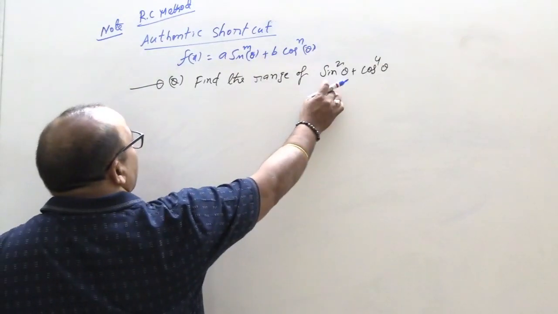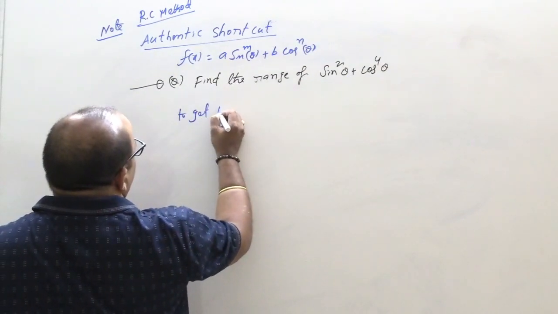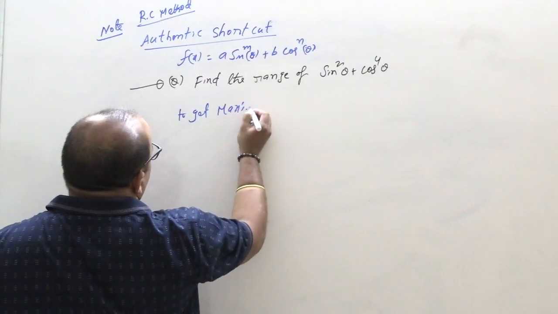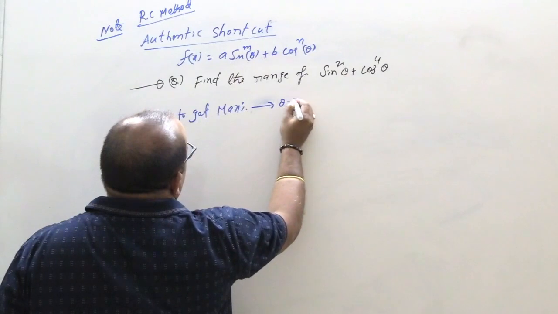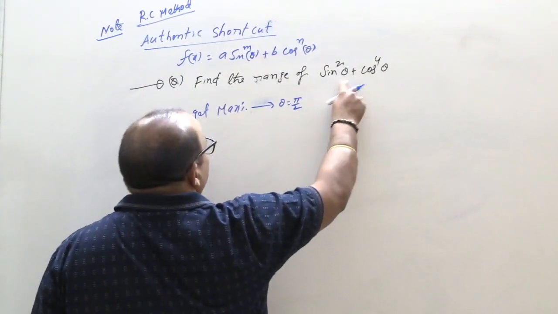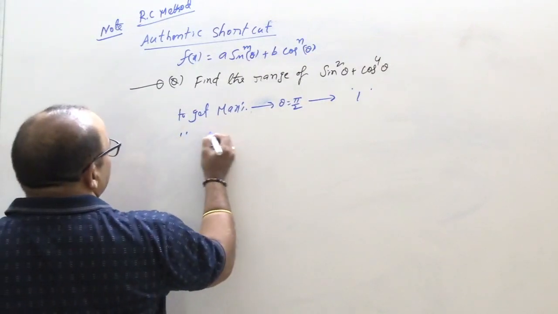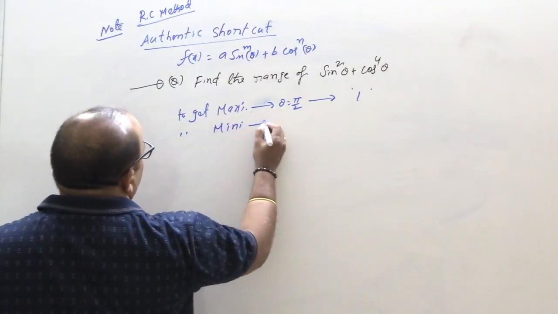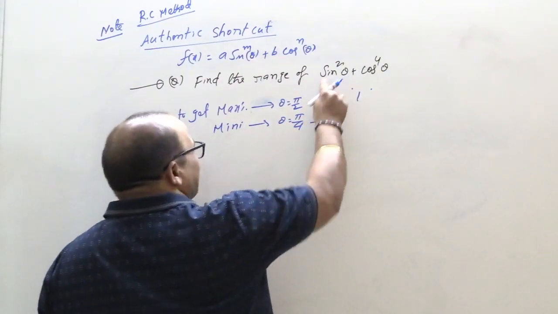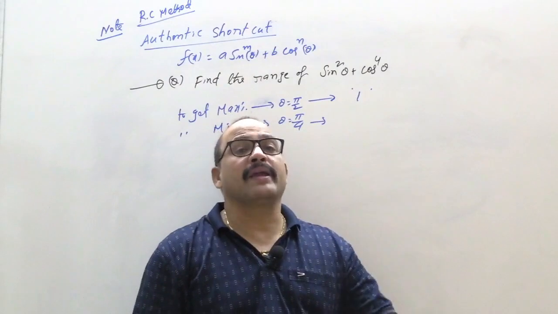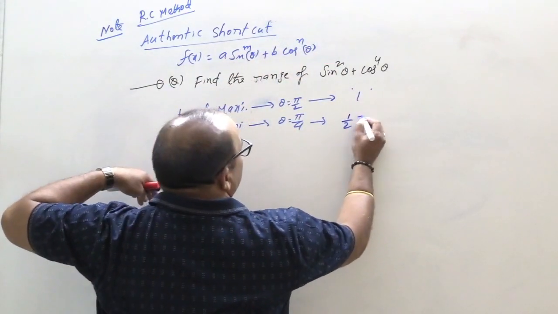So here f of theta, to get maximum, theta is equal to 90, sin 90 is 1, cos 90 is 0. So maximum value 1. Yes, to get minimum, theta is equal to pi by 4. Come on, pi by 4 substitution. Sin pi by 4 is 1 by root 2, 1 by root 2 whole square, so this is 1 by 2.